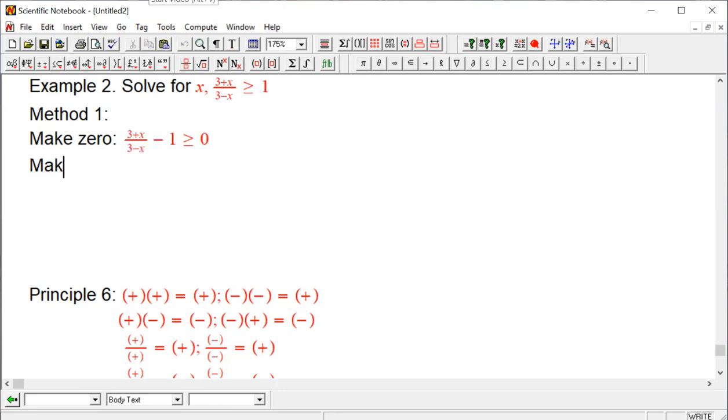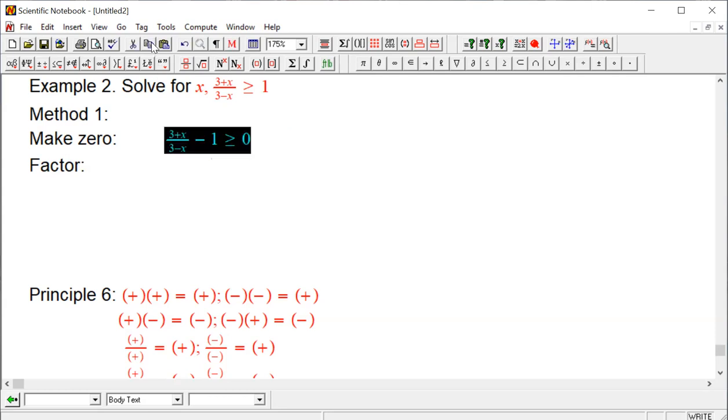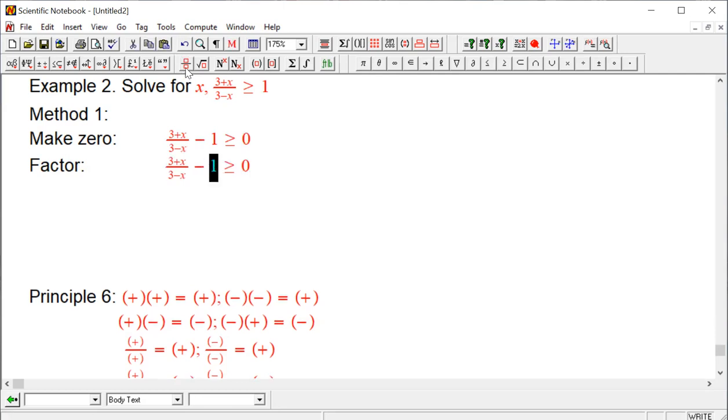So the second step is make a single fraction. So the first step is make a single fraction, or you can call it a factor. It's a kind of factoring. So how do you factor? Well, you basically make the same common denominator. How do you make a common denominator out of this situation? Well, 1 is equal to 3 minus x over 3 minus x.